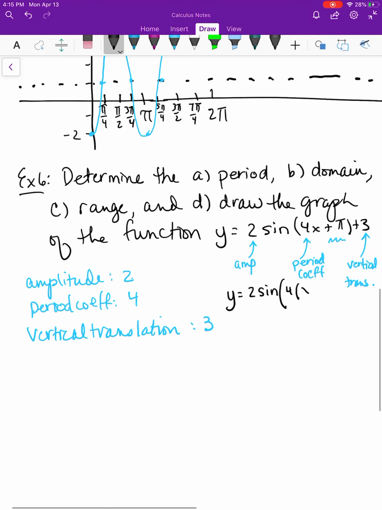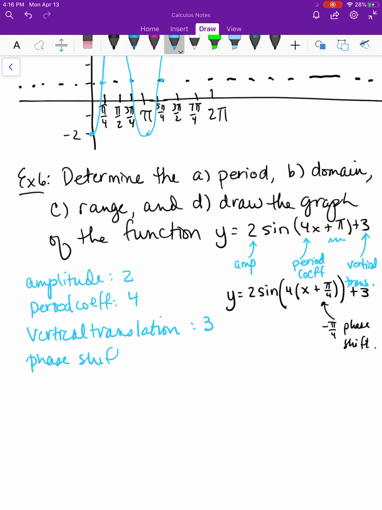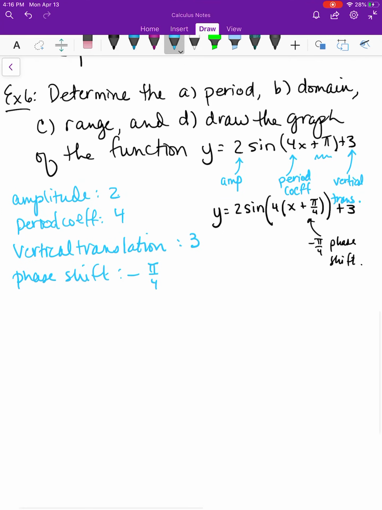And if I wanted to find out what my phase shift is, I'm going to write this as factoring out that 4, so that leaves me with x plus pi over 4. And so that negative pi over 4 is going to be my phase shift. That means it goes positively through the x-axis at negative pi over 4. So if we finish this up, phase shift, negative pi over 4.